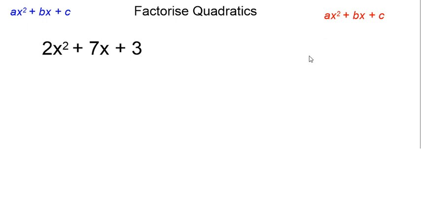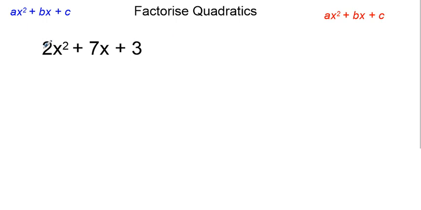We are factorizing quadratics, and our question will be questions with the coefficient of x squared more than 1. Here is the general term for a quadratic expression, by the way. Okay, let's go.